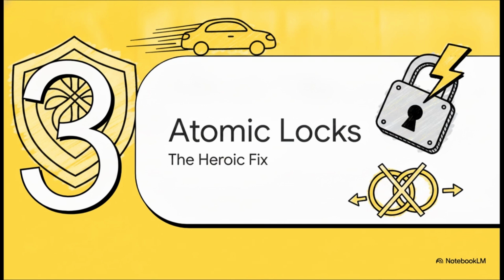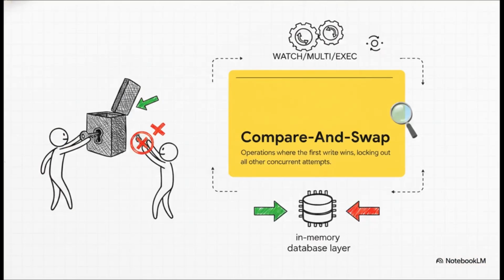To absolutely prevent this double booking disaster, the system needs strong consistency. We need a bulletproof way to guarantee that when a driver is claimed, they are locked in instantly, and nobody else can touch them. Uber solves this by using something called compare and swap, or CAS, SQL transactions down at the storage layer, and WATCH, MULTI, EXEC commands up in the Redis in-memory layer.